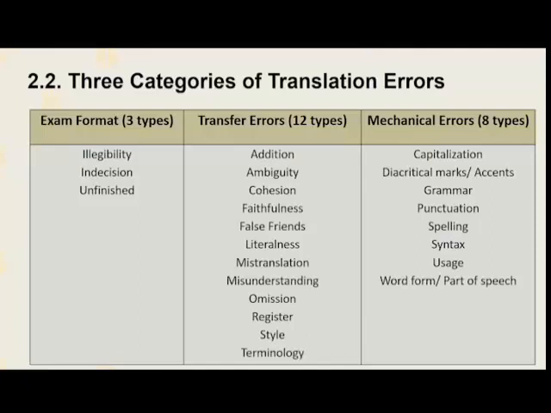Transfer errors consist of 12 types. They are addition, ambiguity, cohesion, faithfulness, false friends, literalness, mistranslation, misunderstanding, omission, register, style, and terminology.